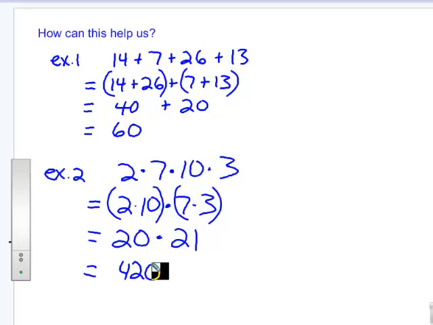Is there another way to do that? Sure. Maybe there's an easier way. How about 2 times 3 times 7 times 10? Okay? And then I'm going to group it like this.